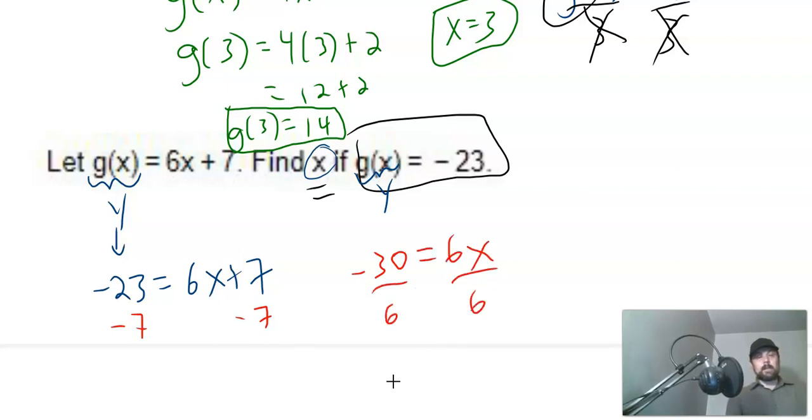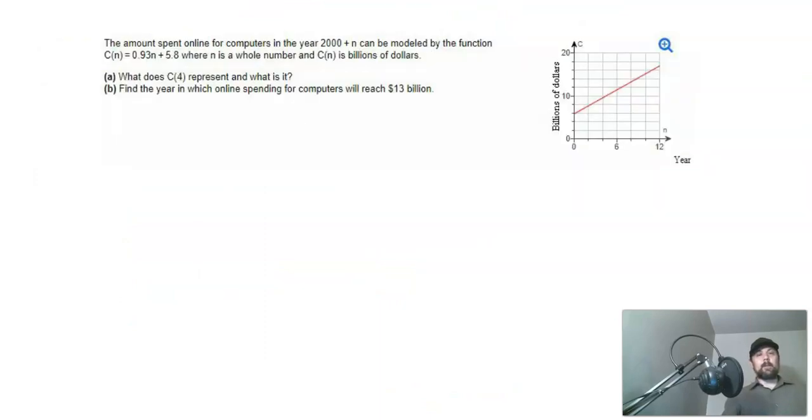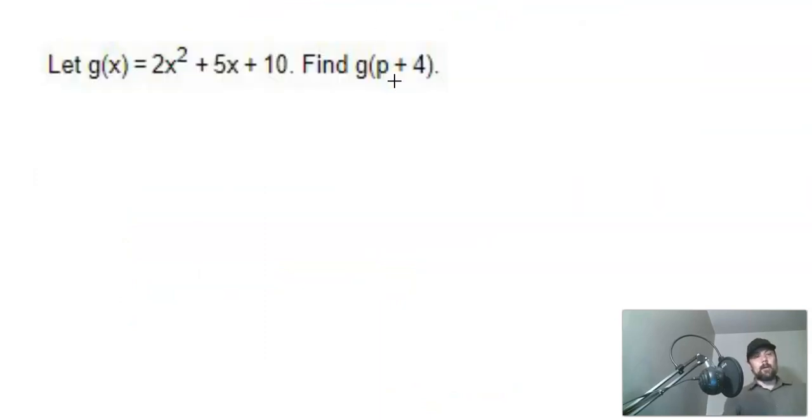Divide by 6 on both sides, and I get x is equal to negative 5. And that's the answer for that one. Okay. Oh, I keep thinking this will be the last one, but it just keeps going. So two more slides here, and then we'll be done. And this is a doozy of a problem.